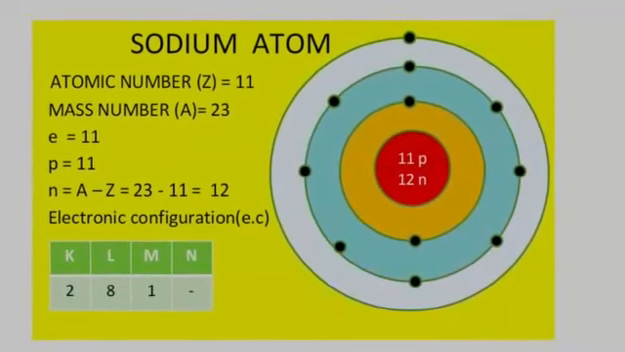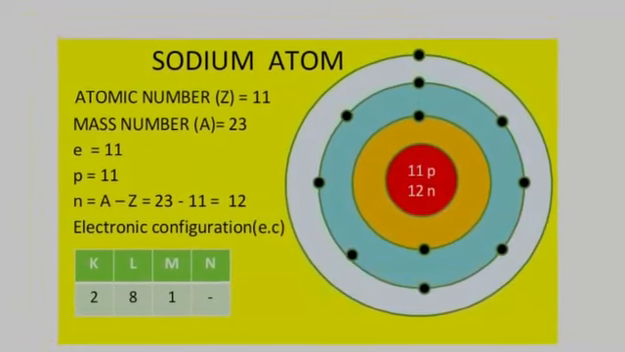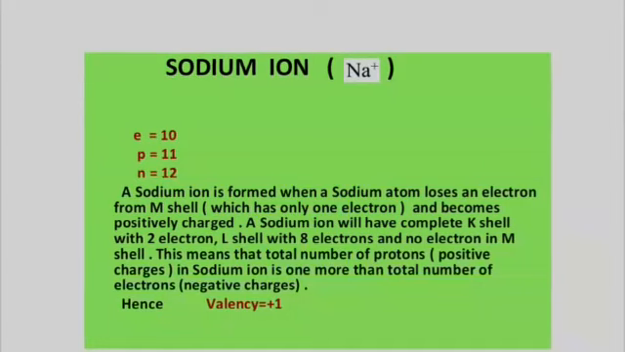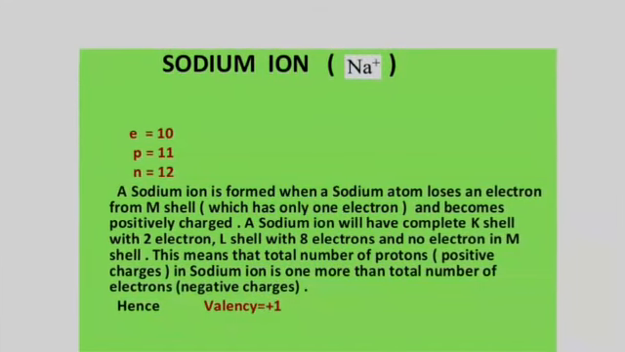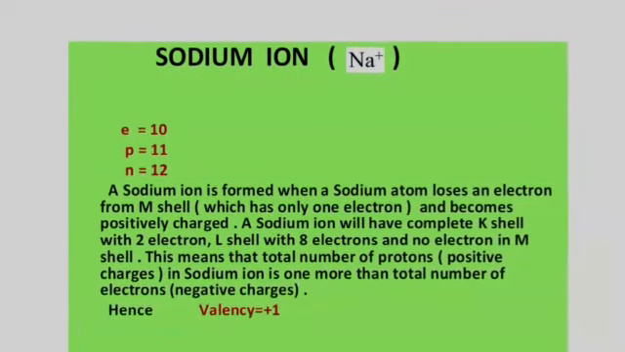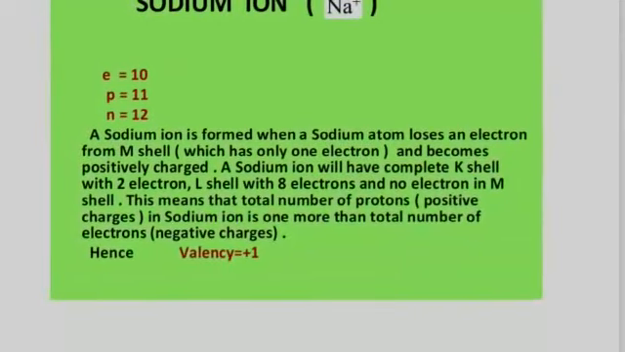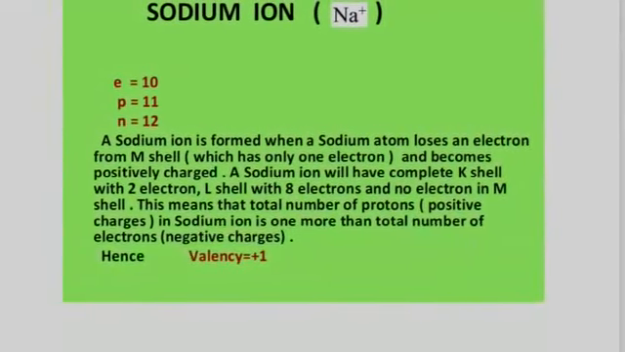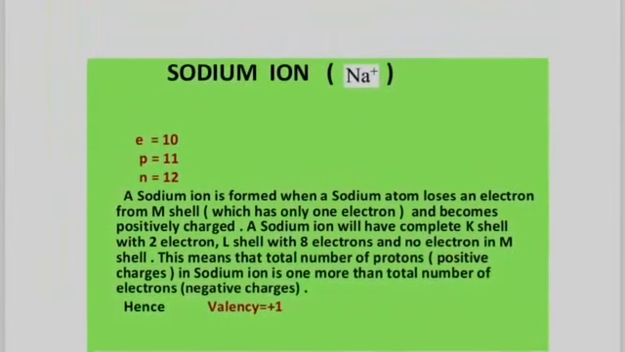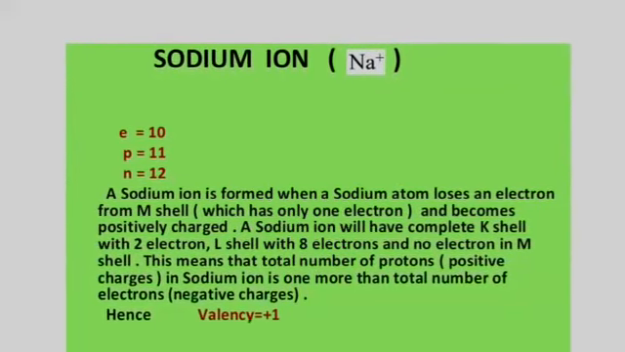Atomic number of sodium atom is 11. Electronic configuration is 2 8 1. So only 1 electron in the M shell. Sodium atom loses this 1 electron in the M shell and becomes positively charged. Complete K shell with 2 electrons, 8 electrons in the L shell and no electron in the M shell. Total number of protons in sodium ion is 1 more than electrons. Therefore, valency of sodium ion is +1.